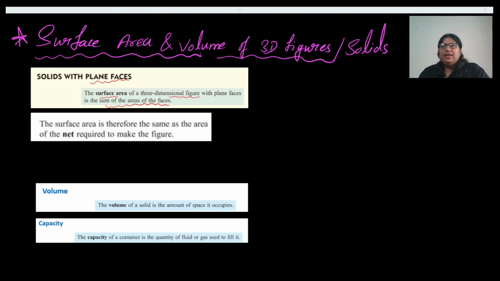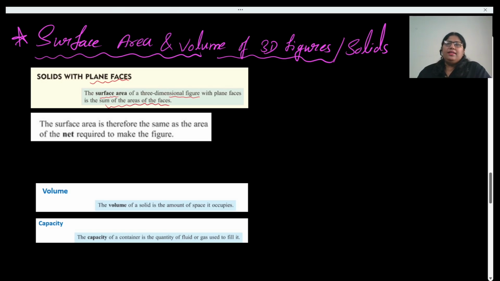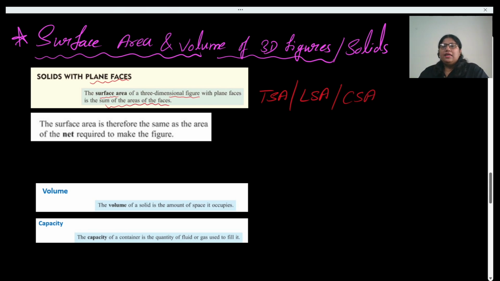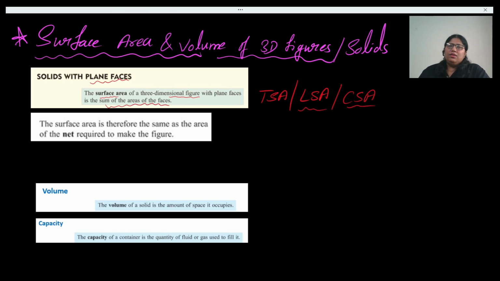We'll see that any curved face can be converted into a 2D face, and then we take the area of that 2D figure and add the areas of all its faces to get the total surface area. Now, whenever you are talking about surface area, there can be total surface area, and lateral surface area if the faces are made up of straight lines, or curved surface area if the solid has a curved surface where it's not a straight line. Sometimes LSA and CSA are both used for curved surface area.